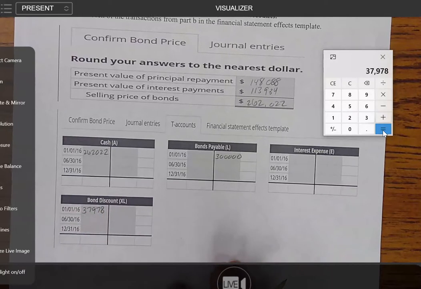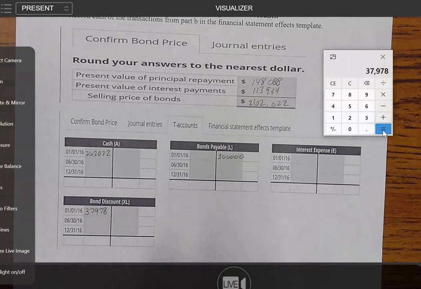So bond discounts have a normal left side or debit balance. Okay? All right. So that's all we have to do for January the 1st of 2016.